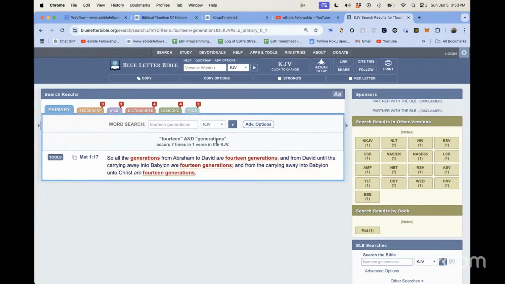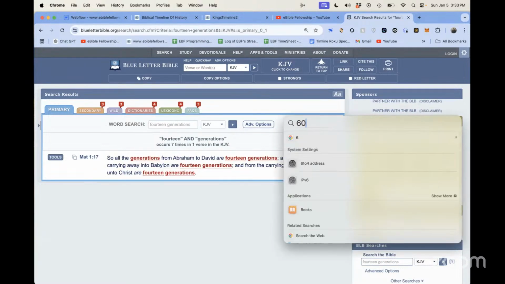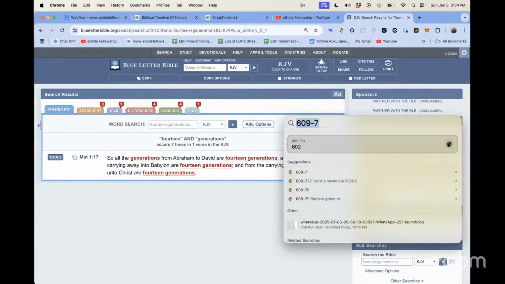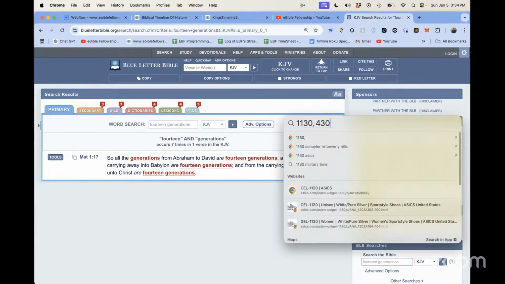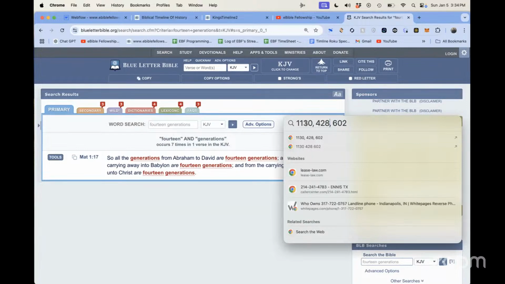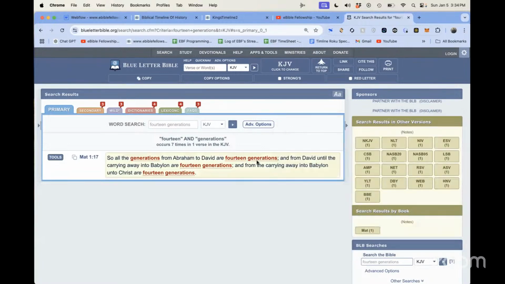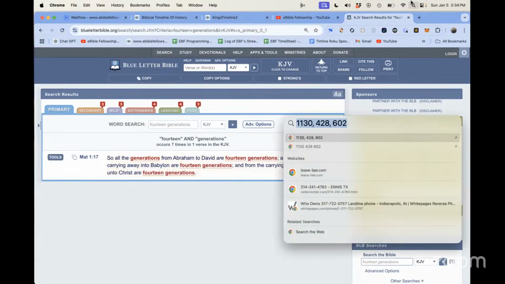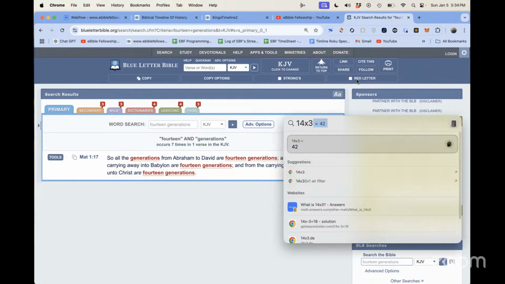So how could it be 14 generations? Generations aren't always exact either, right? Because a generation could be somebody's whole lifespan. But again, if you go through each of these, we don't count 14 generations. And then from the carrying away of Babylon unto Christ are 14 generations. If the carrying away of Babylon was 609 and Christ was born in 7 BC, that's 602 years. So we have 1,130, 430, and 602 years. Each of these time frames varies, so it's not exact as far as years. What Chris did is he just added up the 14 generations. If you do that 3 times, because it's mentioned 3 times, you get the number 42.